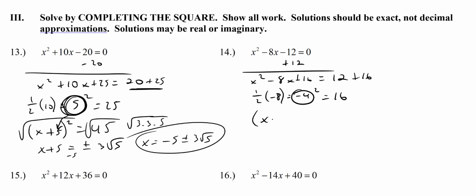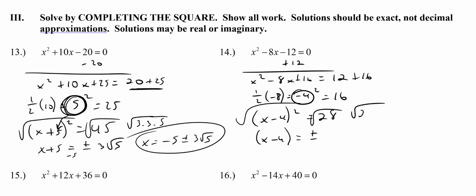So the reason I circled it is because then it's x minus 4 quantity squared equals 12 plus 16, which is 28. Then I take the square root of both sides. So x minus 4 equals plus or minus, and 28 is 2 times 2 times 7. So it's 2 root 7.